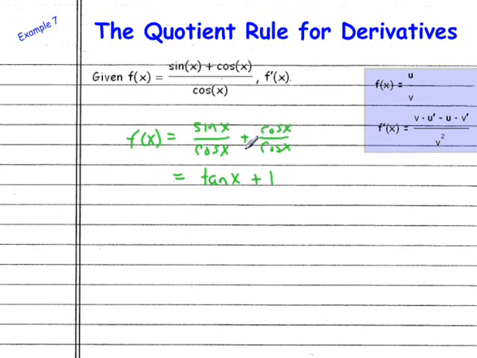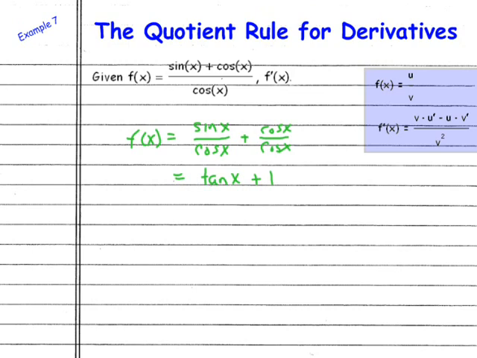Of course, sine of x over cosine of x is tangent of x, and cosine x over cosine x is 1. But this doesn't help us in this problem because we don't know how to find the derivative of the tangent of x, although we know how to find the derivative of 1. So this is a little bit of an issue for us, and doesn't seem like it's really going to help us.